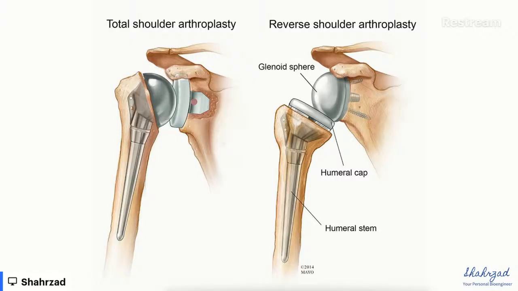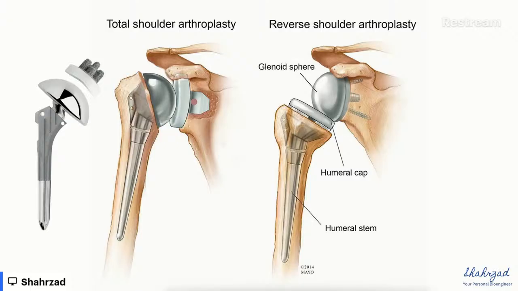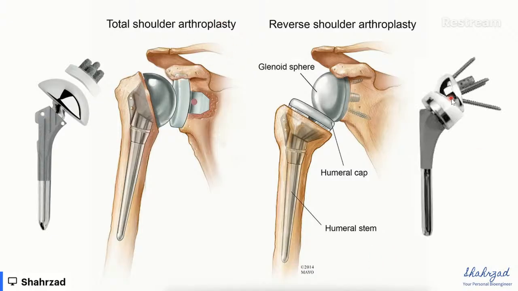Yes, and lastly, there is the partial or hemi shoulder replacement as well. So the one you can see right here is a real life implant that follows the concept of total shoulder arthroplasty. And if you look at this one, this is reverse shoulder arthroplasty with the ball being on the side of, you can see here on the right.